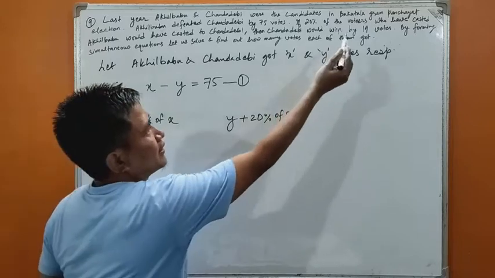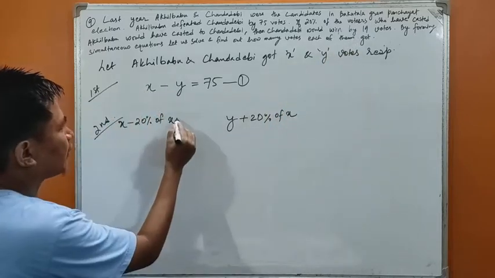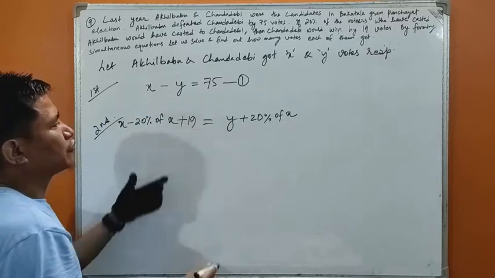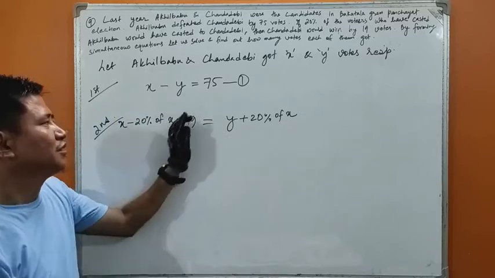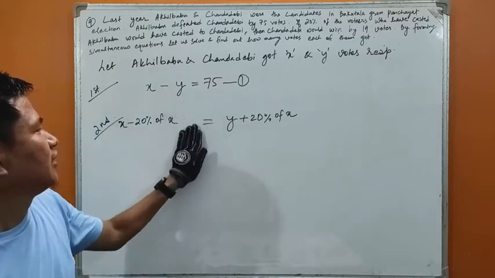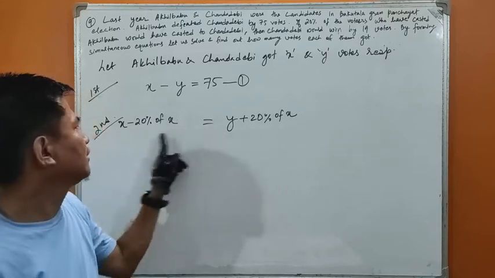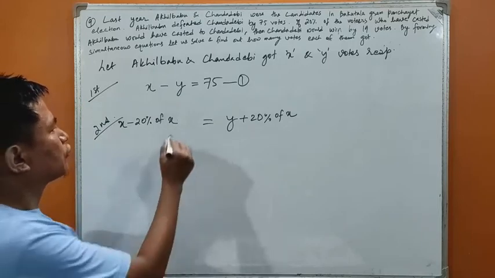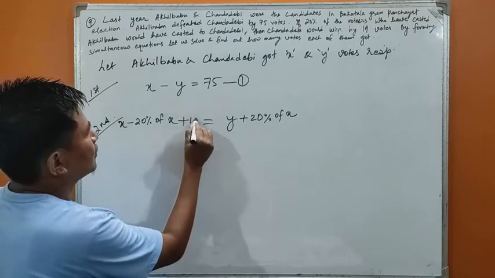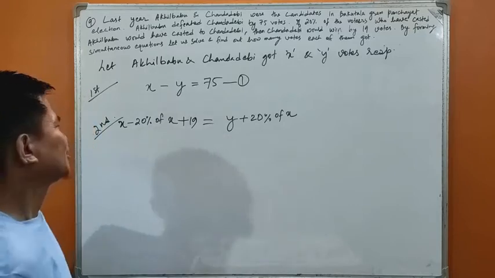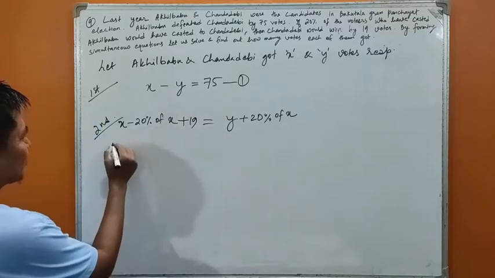By 19, isn't it? So if you add this 19 here, then both of them will be equal, because this number is 19 more than this number. So if you add 19, both the numbers will be equal, isn't it? So I hope you got this.